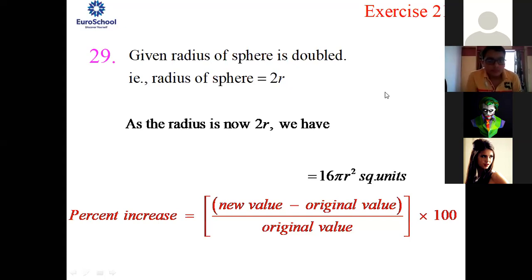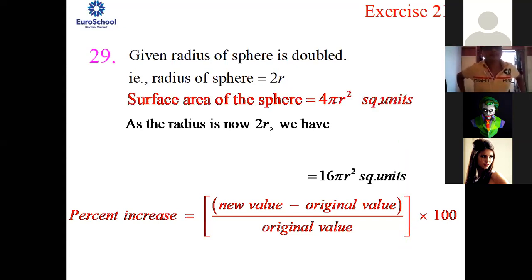And now what do you need to calculate the increase percent in its surface area? What is the formula for the surface area of a sphere? 4 pi r square. It is 4 pi r square. Okay, that will be the surface area of the initial sphere.